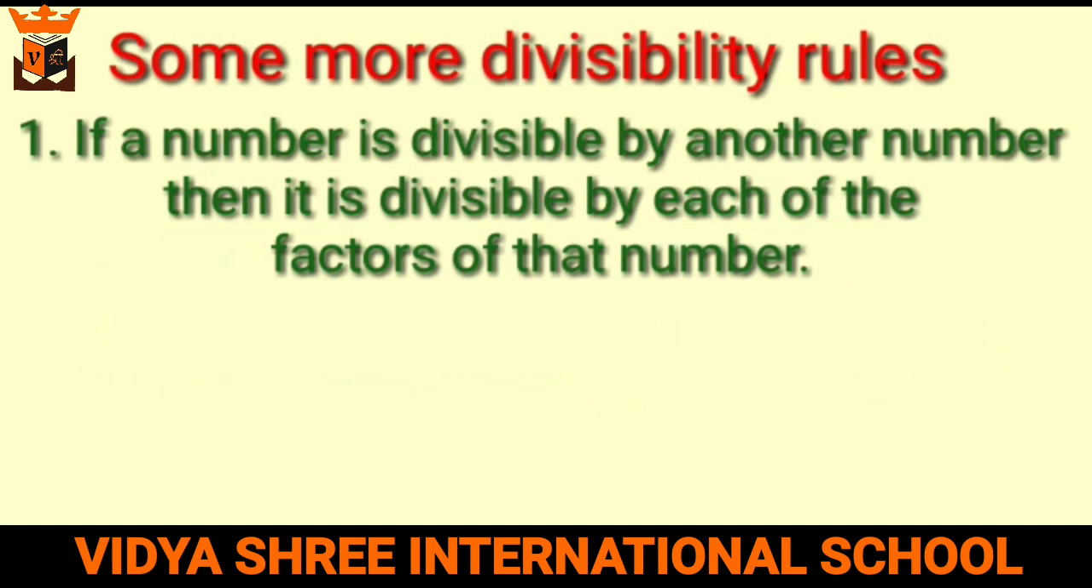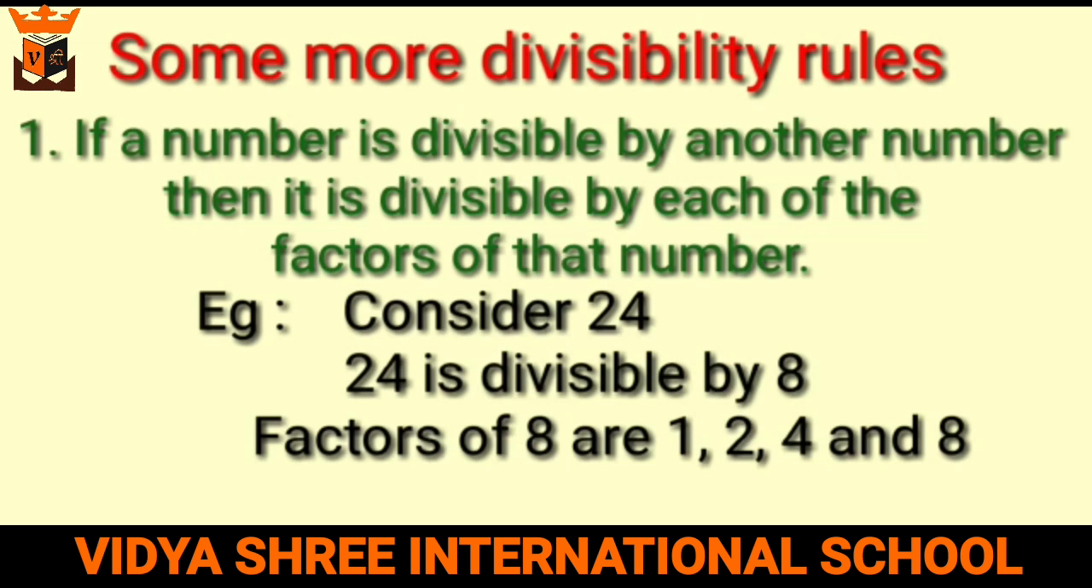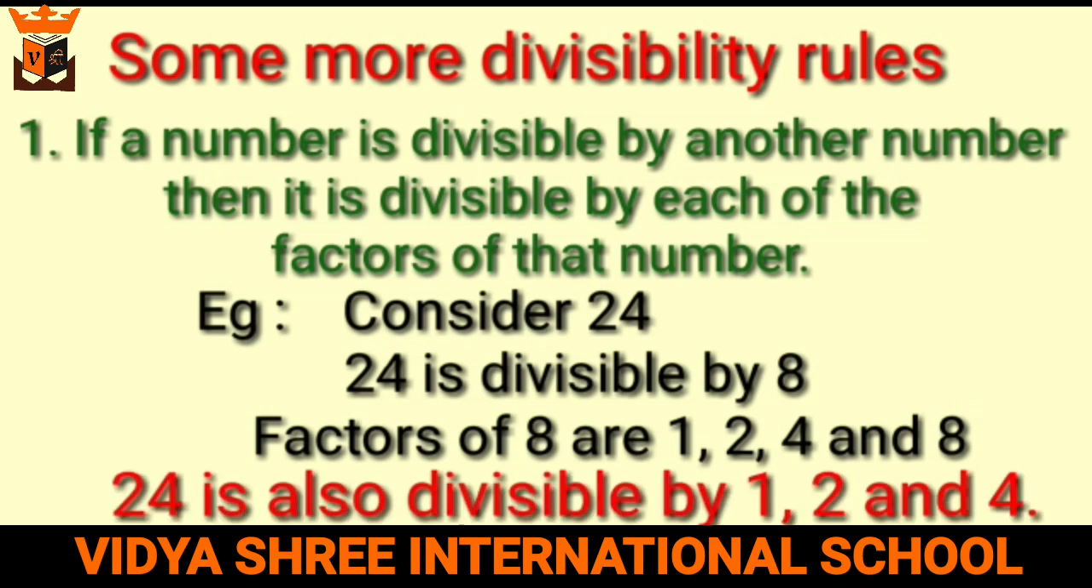First rule is, if a number is divisible by another number, then it is divisible by each of the factors of that number. Consider a number 24. Here 24 is divisible by 8 and the factors of 8 are 1, 2, 4 and 8. So we can say if 24 is divisible by 8, then it is divisible by each of the factors also.